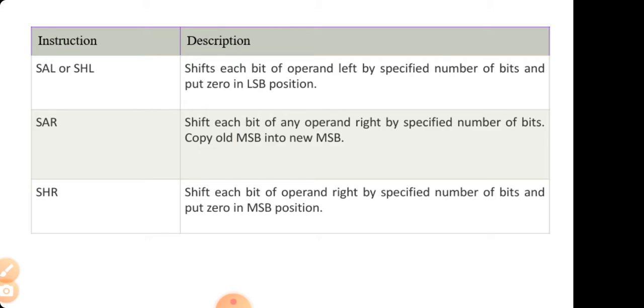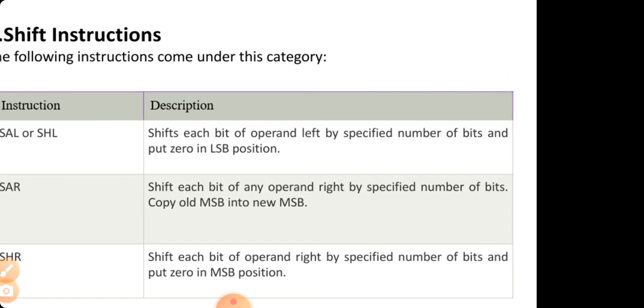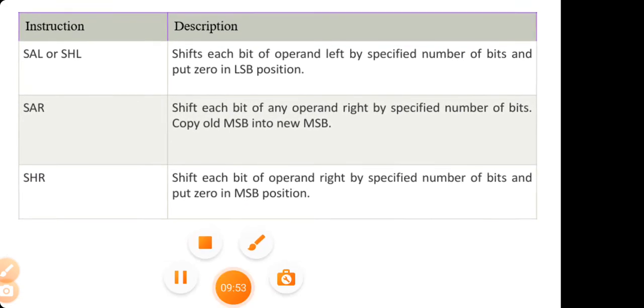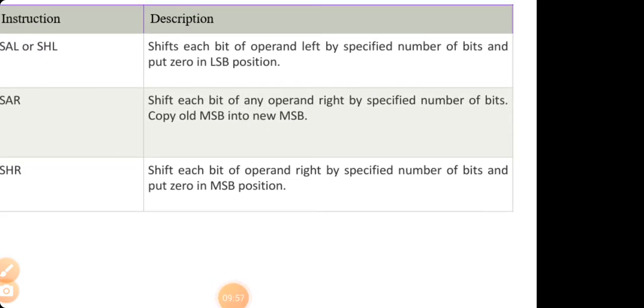After that comes SHR. It shifts each bit of the operand right by the specified number of bits and puts 0 in the MSB. SHR shifts each bit of the operand to the right side by the specified number of bits and puts 0 in the MSB position. Okay, that's it for these commands.